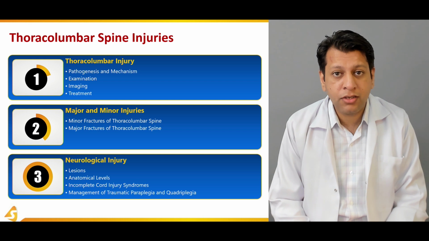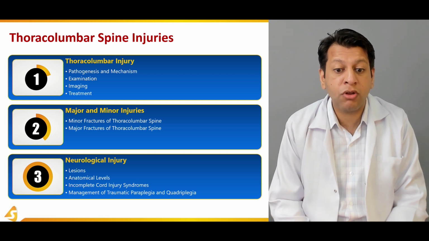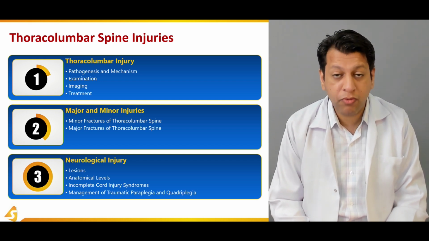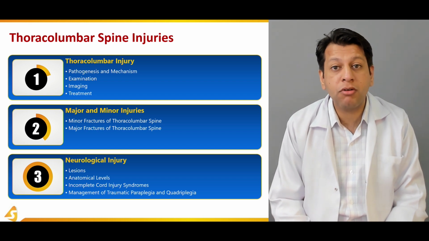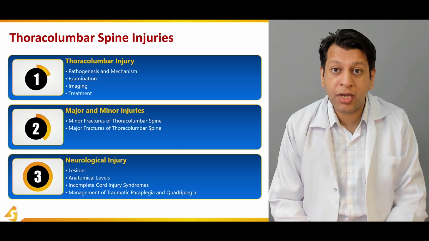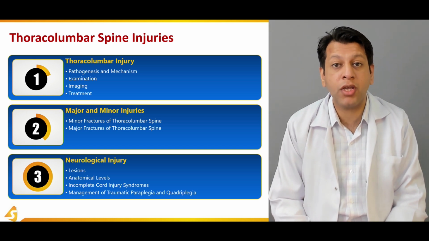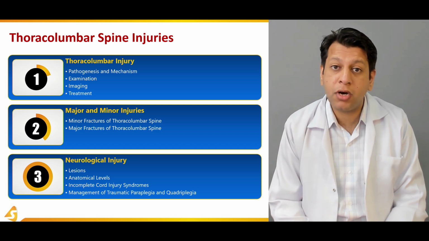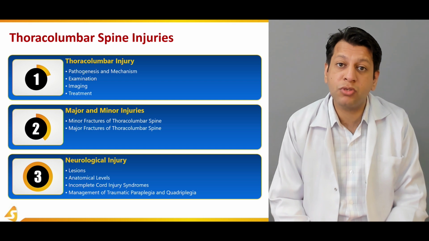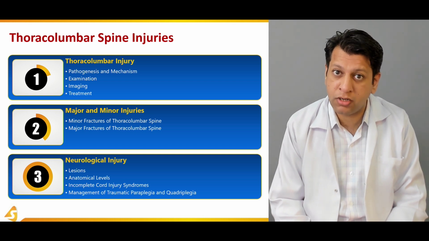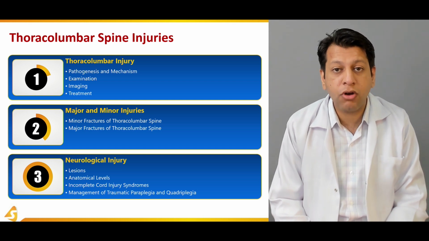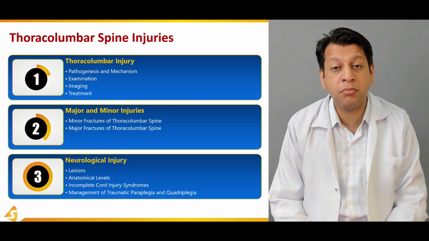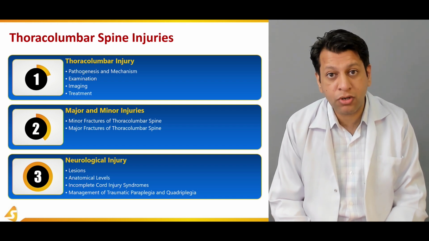In the third section, we'll be briefly going through the neurological injuries, what type of injuries can occur, especially whether there is complete spinal cord injury or not, how to manage that if there is complete spinal cord injury, especially associated with cervical as well as thoracolumbar spine injuries, and if there is partial spinal cord injury, how to assess what type of partial spinal cord injury it is. Is it central cord, is it anterior cord, or is it simply a posterior cord or a Brown-Séquard cord syndrome?